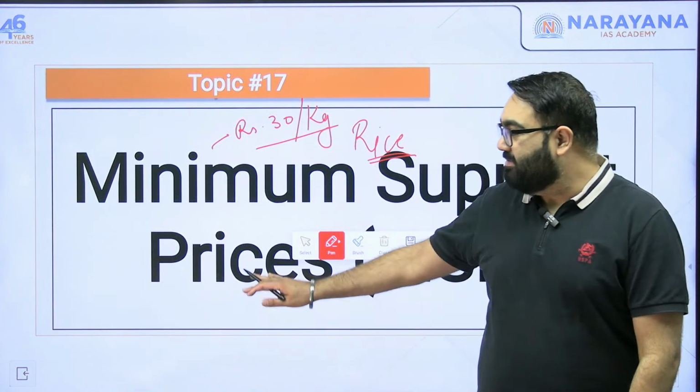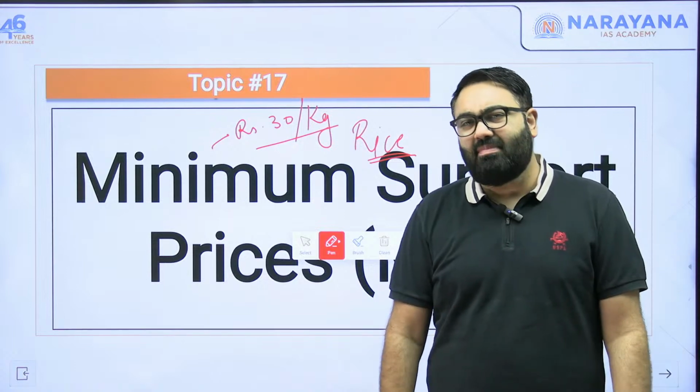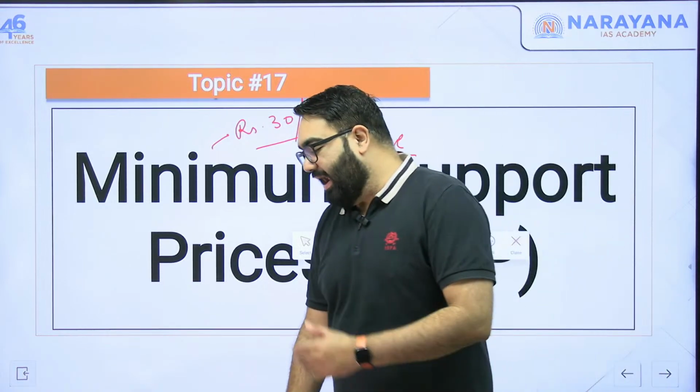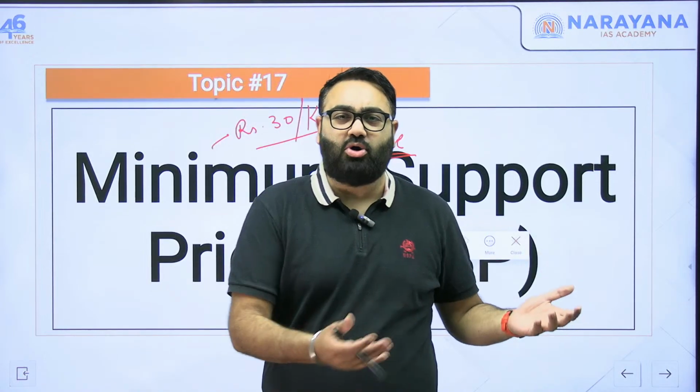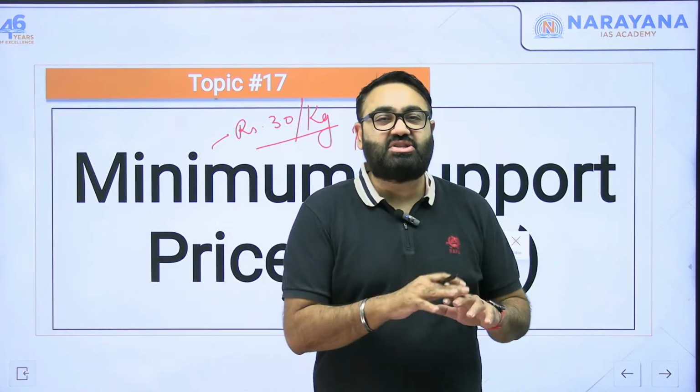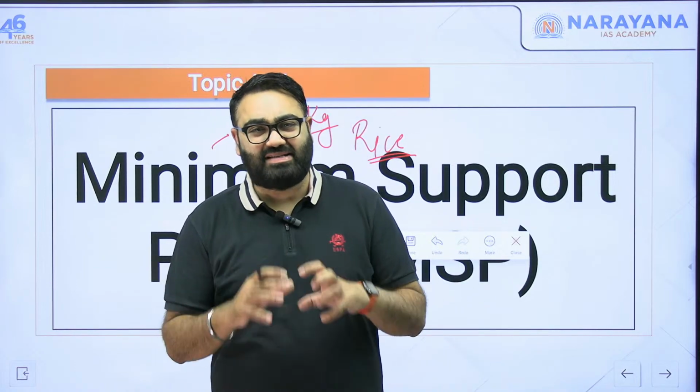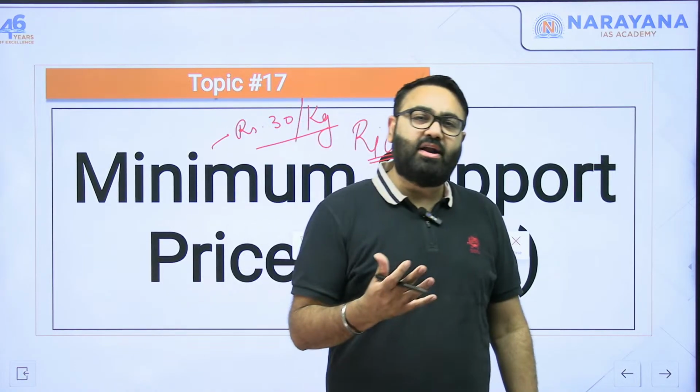This is called the Minimum Support Price. Again, this is not the maximum ceiling. The farmer can try and sell it at a much higher price in the market, and if they are successful, they should be allowed to do that. But at least this is the price guarantee that the government gives. This is what MSP is.